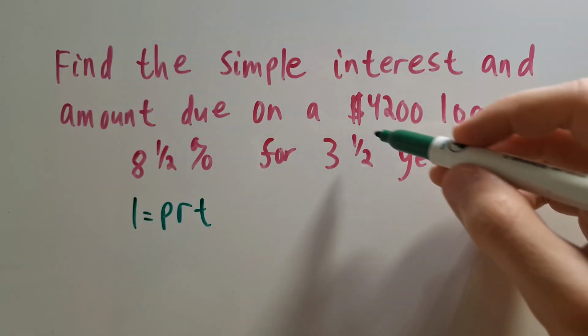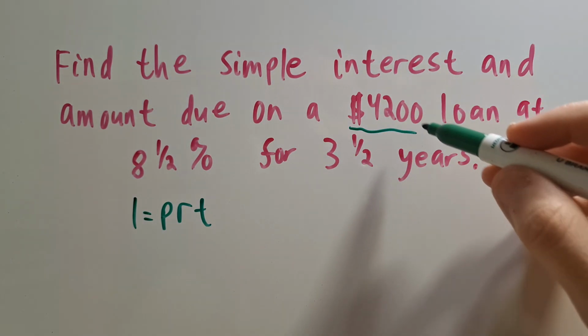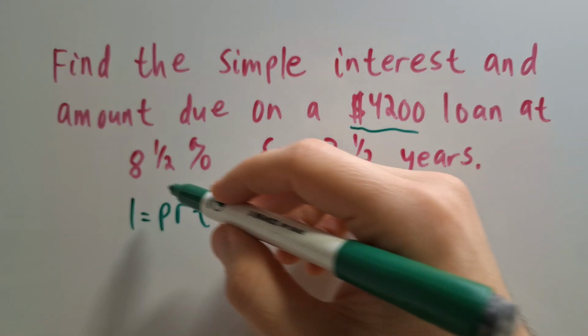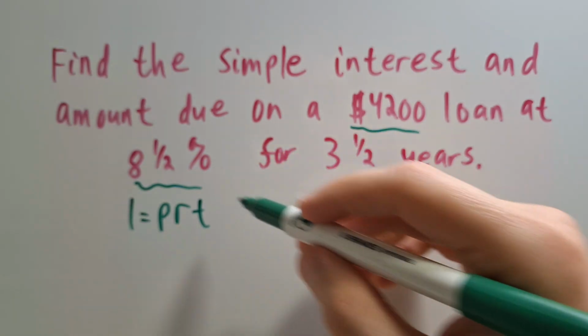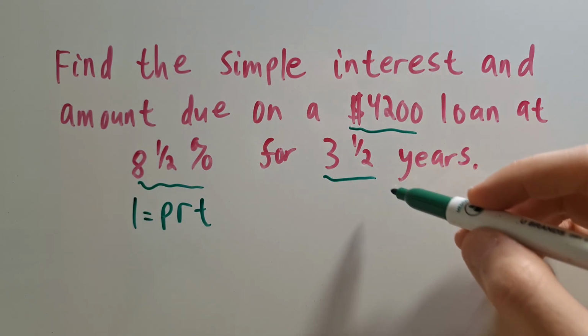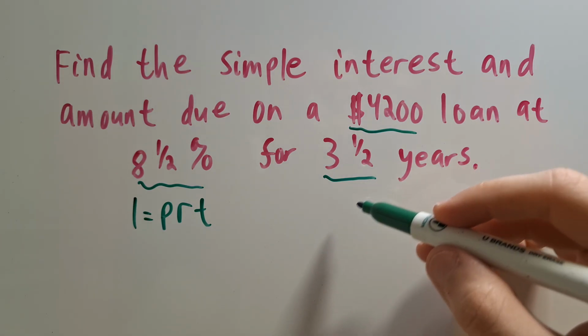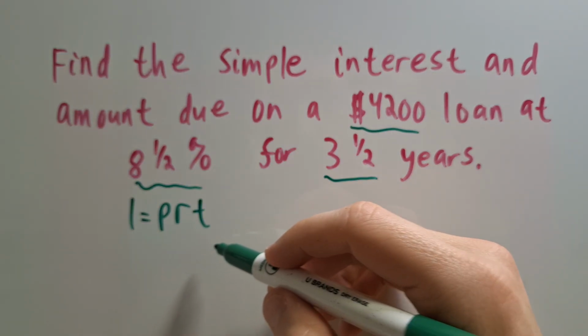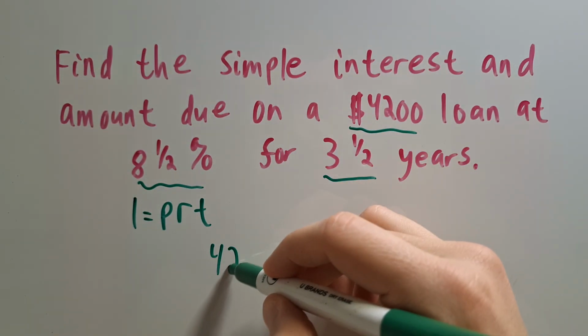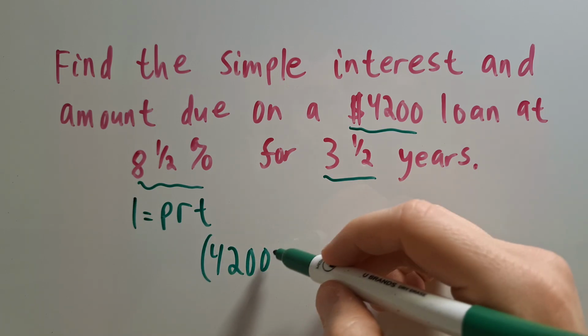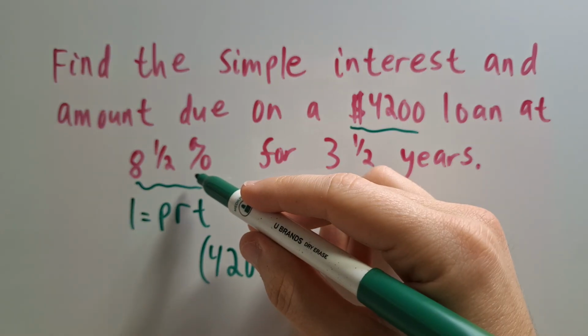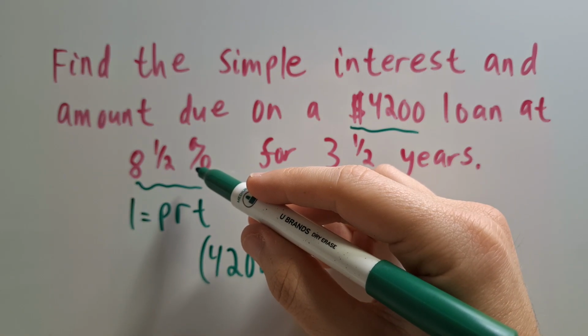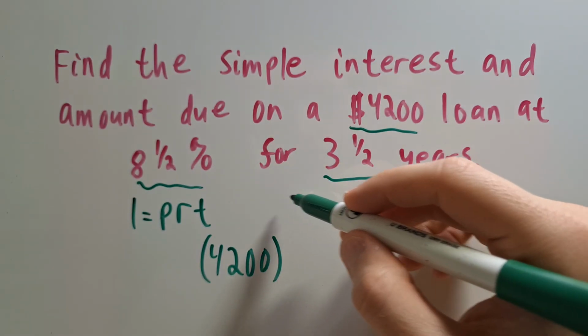So let's go ahead and identify everything that we have. We have our principal amount at $4,200, we have our interest rate at 8.5%, and we have our time at 3.5 years. So let's plug everything in. We've got 4,200, however you want to say it. Now for the interest rate here, 8.5%.